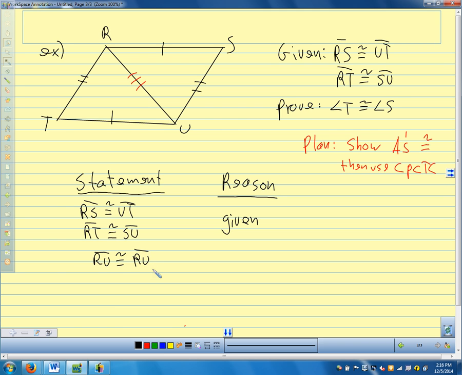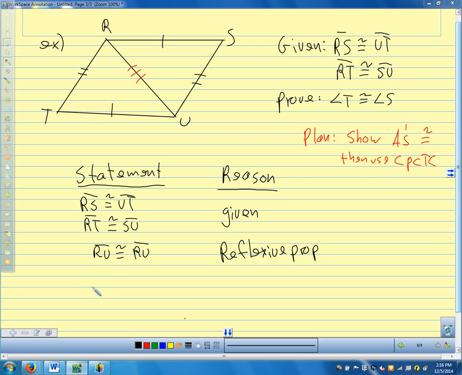And what's our reason when we say things are congruent to itself? Do you remember what that is, Fabian? Starts with an R. You're almost there. Reflexive. Reflexive property. Now can we say some triangles are congruent? Do we have enough information? Yeah. Just three sides? Yeah.